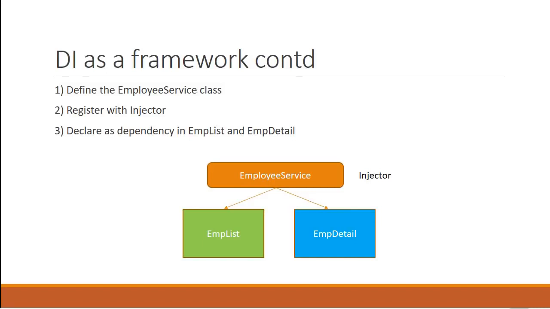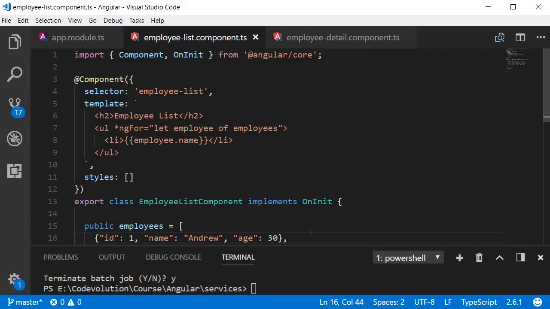Alright guys, in this video, let's implement the 3 steps to use a service in Angular. Let's begin with step 1, creating the employee service. Now to generate a basic service template, we use Angular CLI. So in the integrated terminal, within the project folder, run the command ng g for generate, s for service, followed by the name of the service. In our case, it is the employee service.